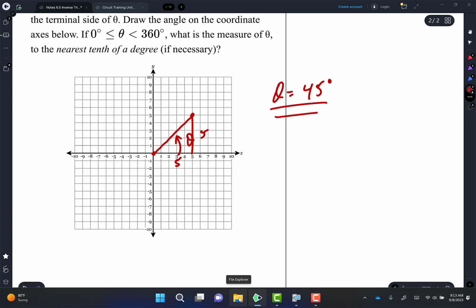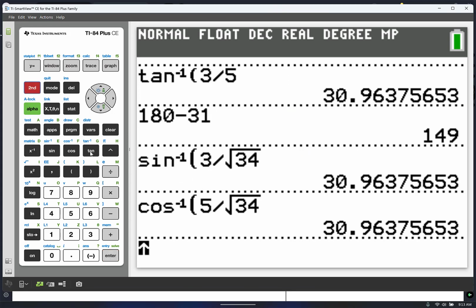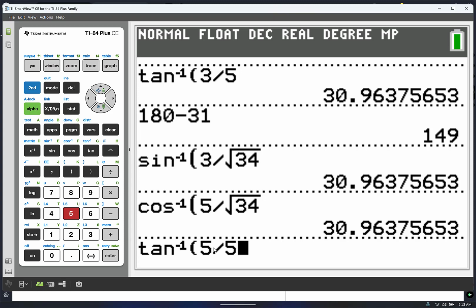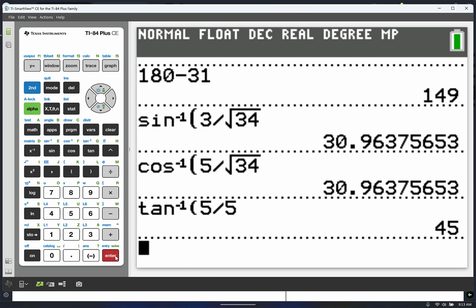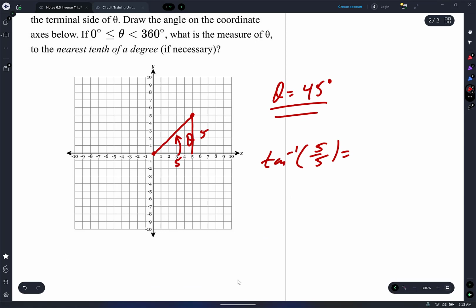So theta is 45, because if you were to do arc tan of 5 over 5, what do you think the calculator is going to tell you? 45. Arc tan of 5 divided by 5, which I know some of you are saying, just put 1. You can put 1 if you want. Oh my gosh, 45. Cool or not cool? Cool. Okay, all right, so there it is, guys.